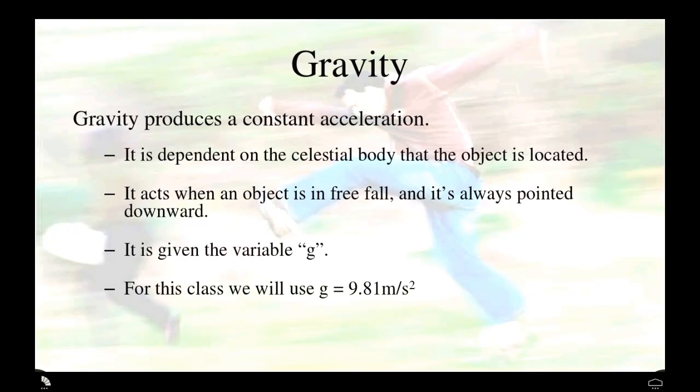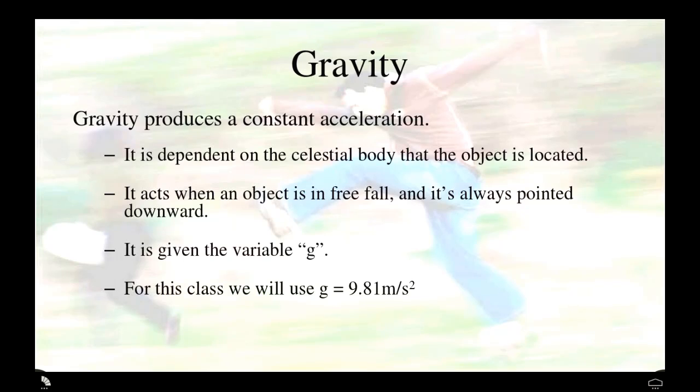Now, gravity provides a constant acceleration on all objects in the same gravitational field. It's dependent on the celestial body that you're located near. The gravity on Earth is considerably different than the gravity if you were able to get on the Sun, or if you're able to be on the Moon. The gravity is changing depending on which celestial body you are actually close to.